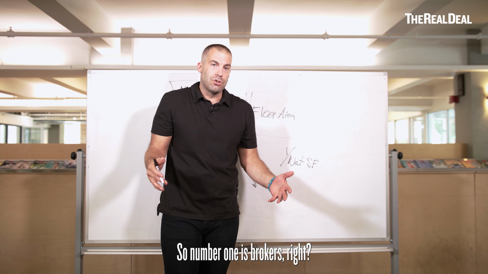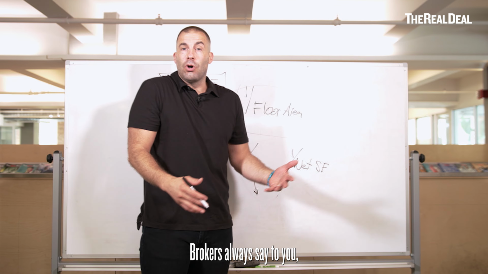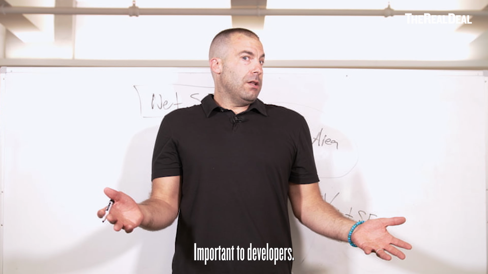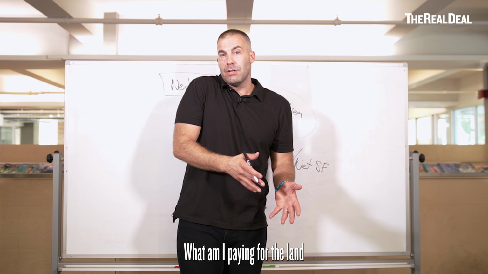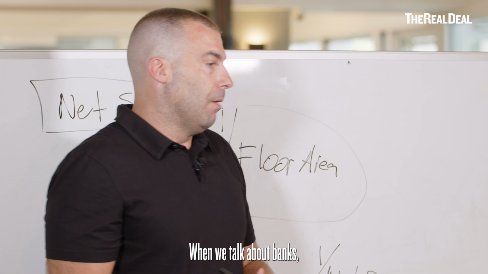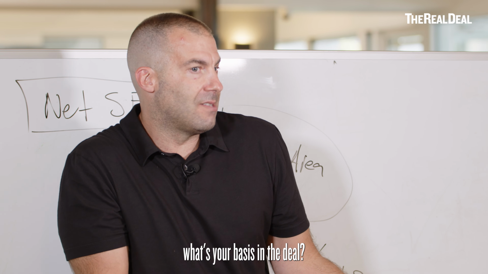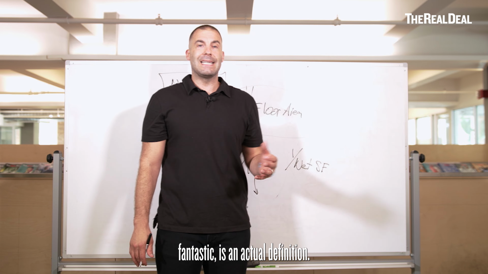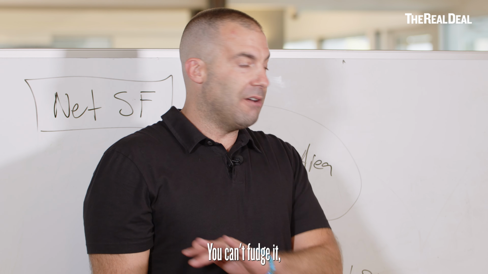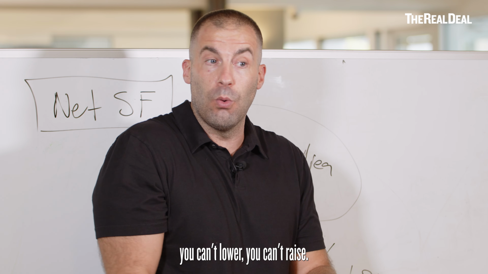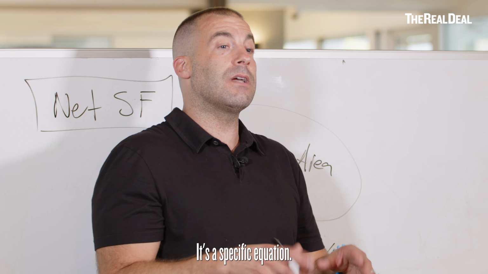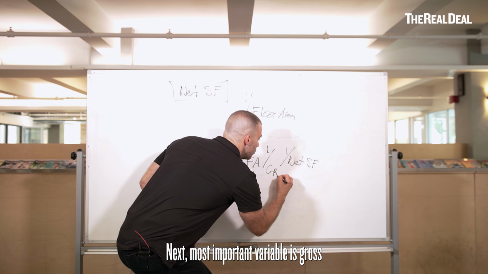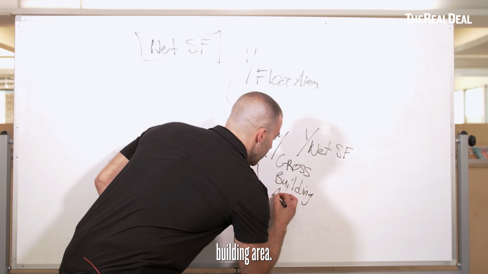Who is that important to? Number one is brokers. Brokers always say to you, I got this land at $250 a foot. I have land at $300 a foot. It's important to developers: what am I paying for the land in which to solve for the net? When we talk about banks, what's your basis in the deal? They're talking about floor area. And floor area, which is so fantastic, is an actual definition. You can't fudge it, you can't change the number, you can't lower, you can't raise. It's a specific equation.